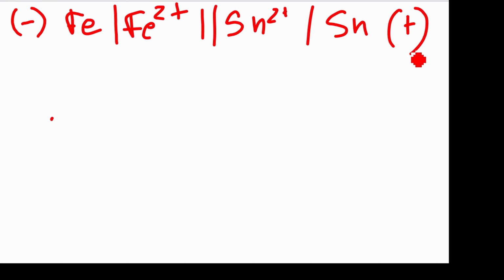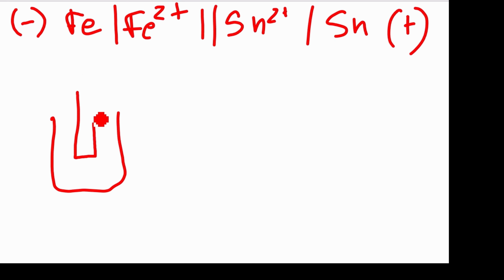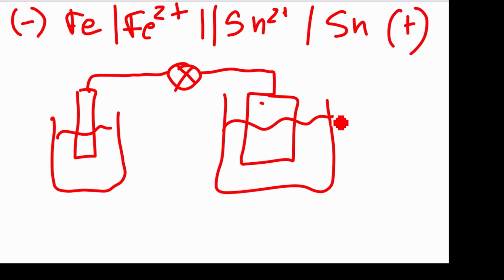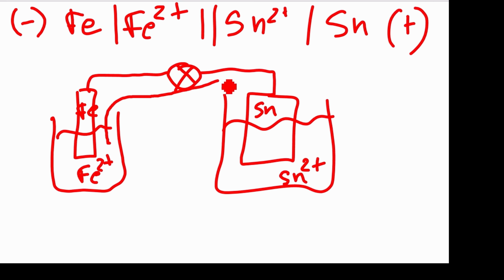So we have a beaker with iron, we have a connection with our energy consuming device, we have metallic tin, and they are immersed in electrolyte solutions: metallic tin in the electrolyte solution containing tin cations, and metallic iron immersed in this electrolyte solution containing iron cations. Of course, both of these electrolytes are connected by a salt bridge.